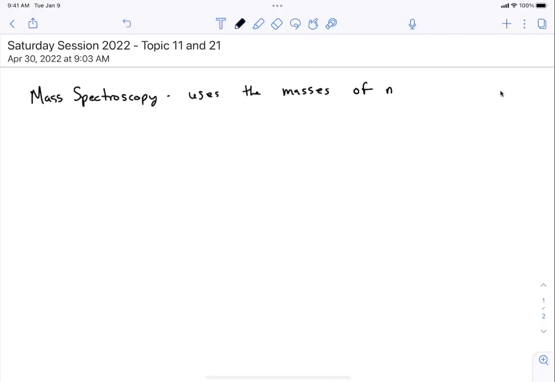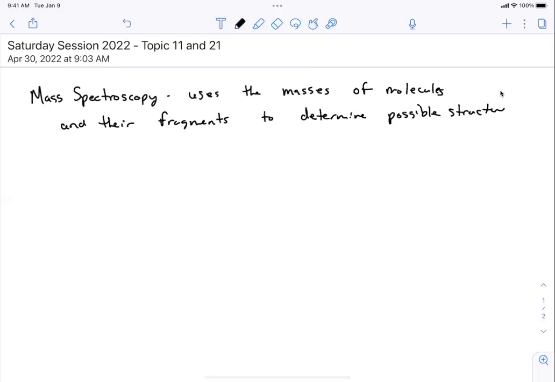Mass spectroscopy uses the masses of molecules and their fragments to determine possible structural features. So, mass spectroscopy is essentially kind of physics. It's using a sample of molecules and accelerating it through a mass spectrometer, and some of the particles will make it all the way through and detect a certain mass. Other ones will break up.